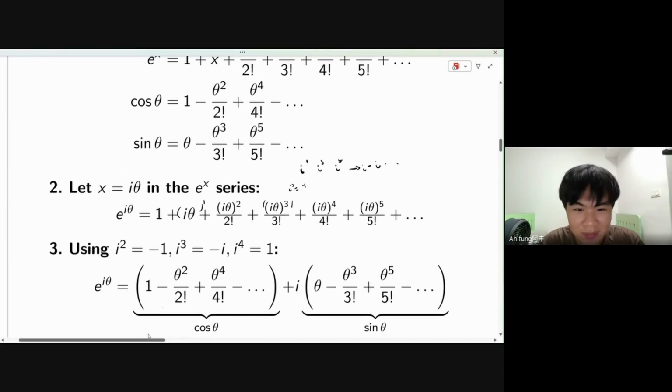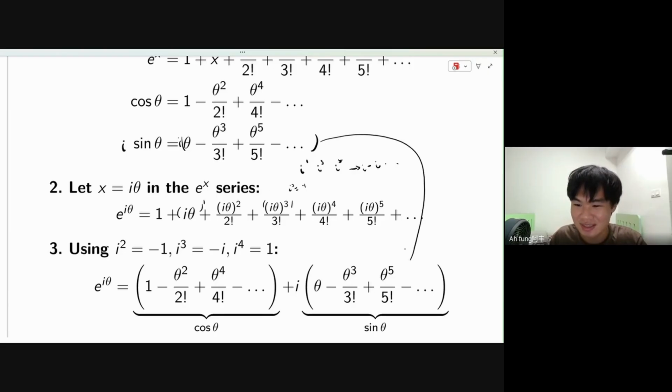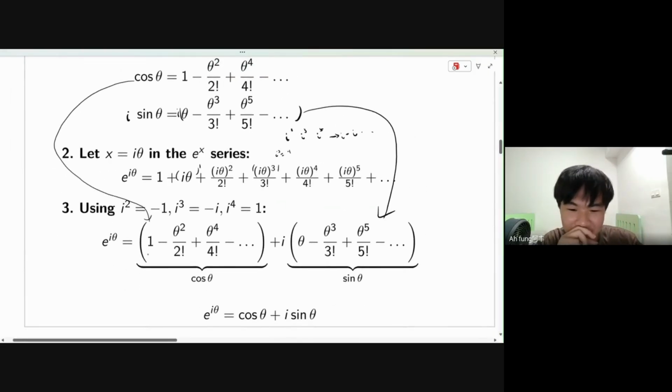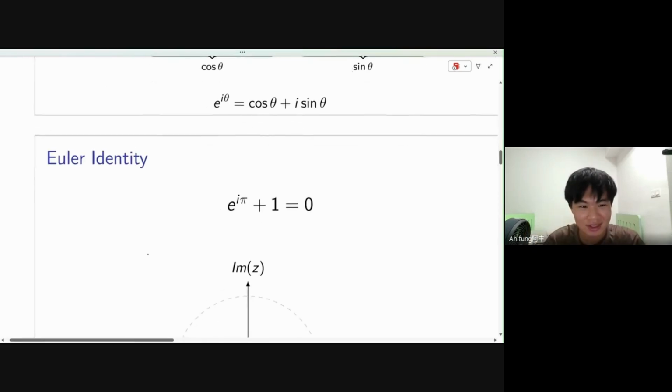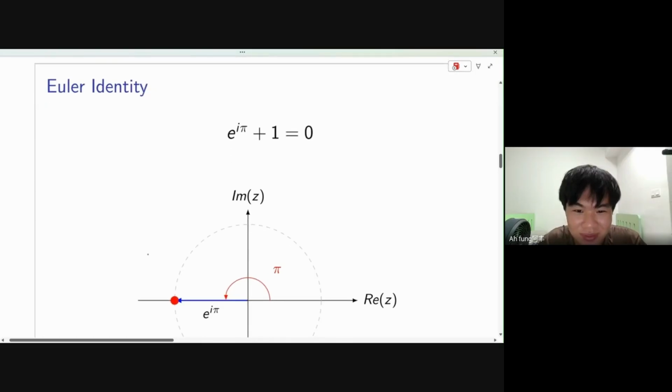So while we multiply I in here, you get something so familiar. Yes, this is exactly the same, and this one is the same thing. So we can rewrite e to the power of I theta in terms of cosine theta and sin theta. This is a very beautiful way to talk about rotations.